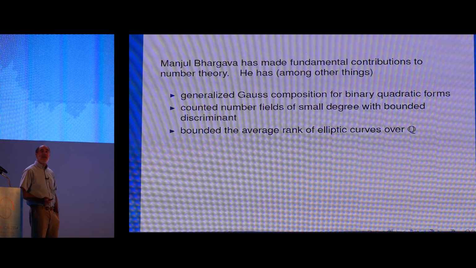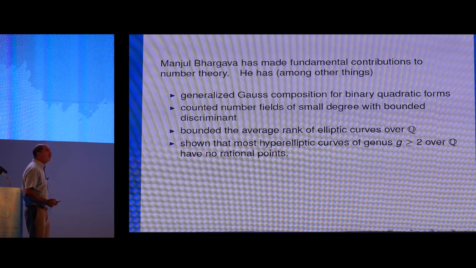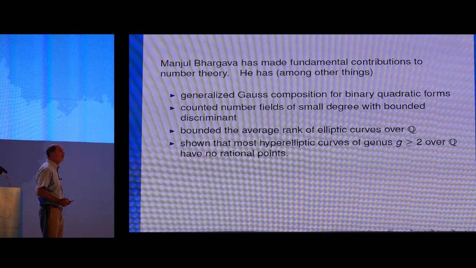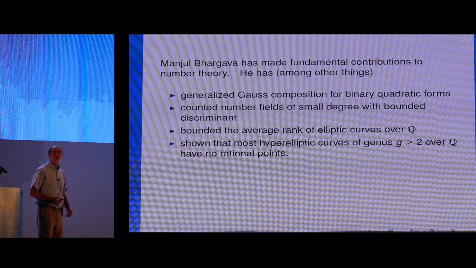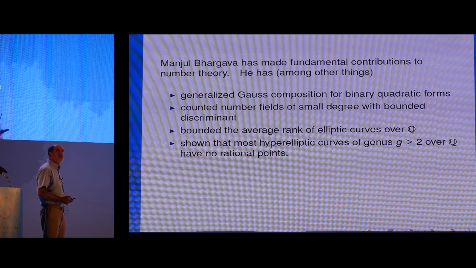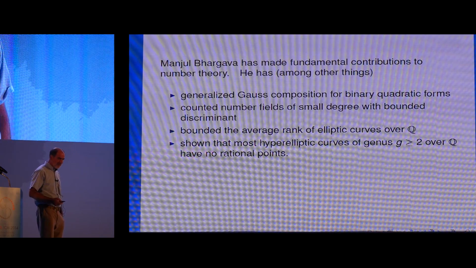He bounded the average rank of elliptic curves over the rational numbers, the rank of the group of rational points. And he has shown that most hyperelliptic curves of higher genus have no rational points at all. These are all extremely important contributions to the fundamental areas of the subject. But what's more important is that he's created a method.